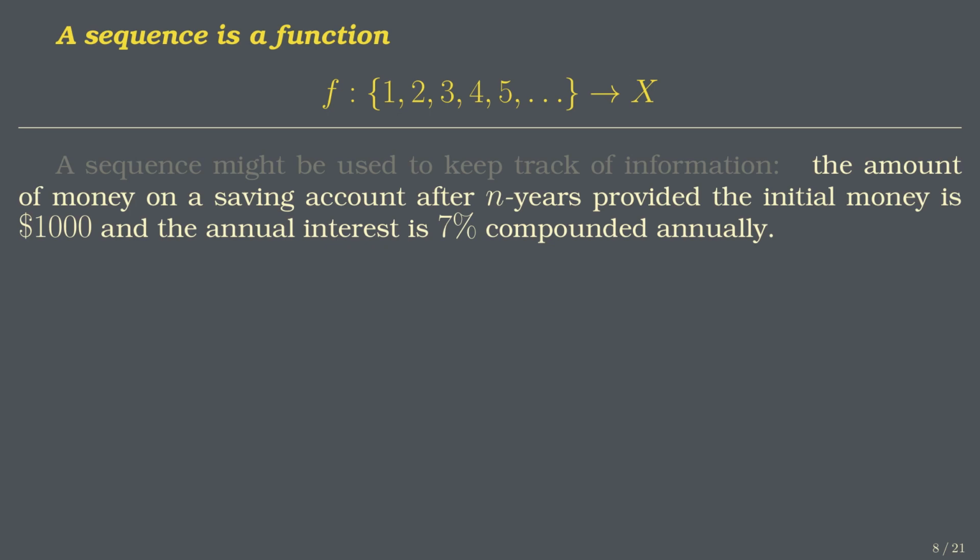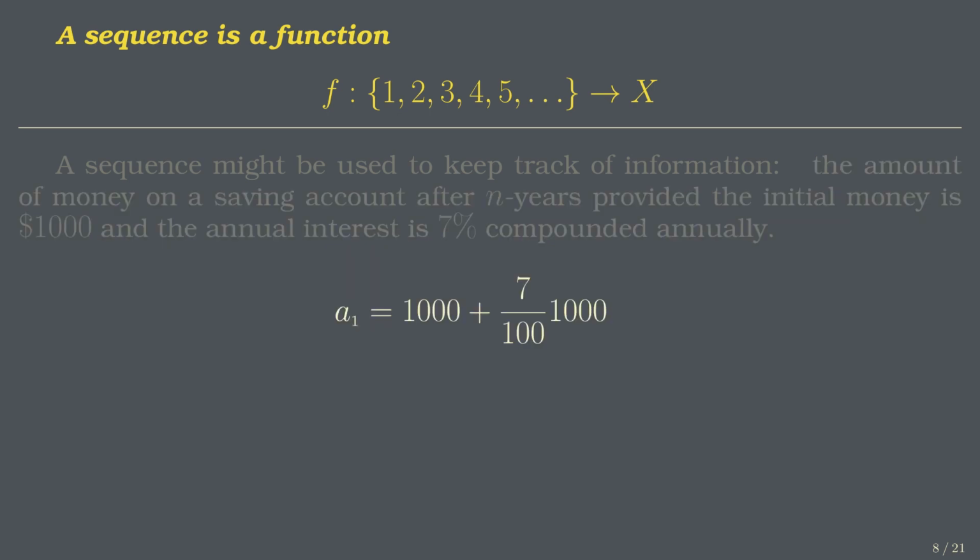Meaning that the nth term of the sequence should be the amount of money you have in your savings account after n years. So the first term should be 1,000 plus the interest, which is 7% times 1,000. And so this should be 1 plus 7 over 100 times 1,000, meaning it is the product between 107 over 100 and 1,000. Well, so that is actually $1,070.